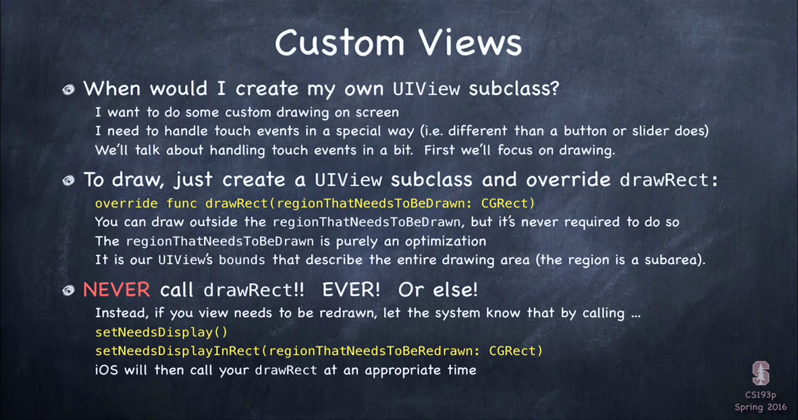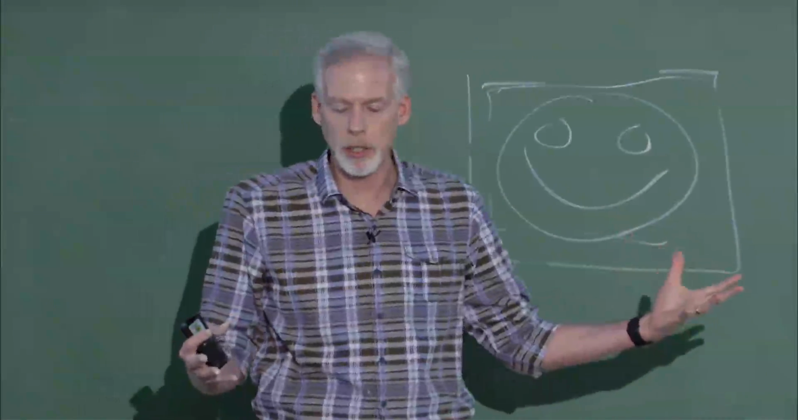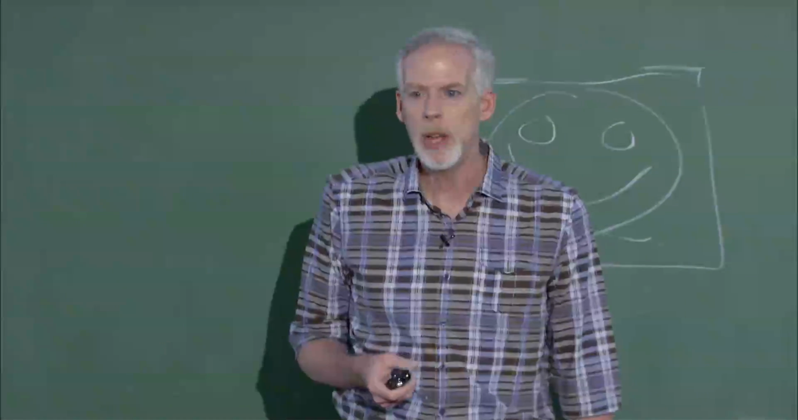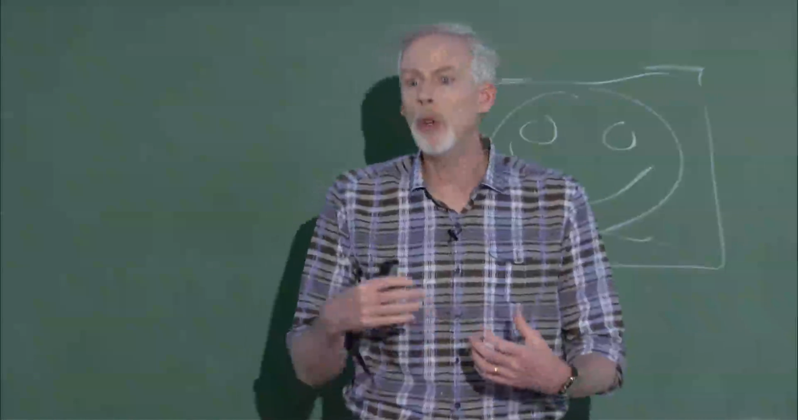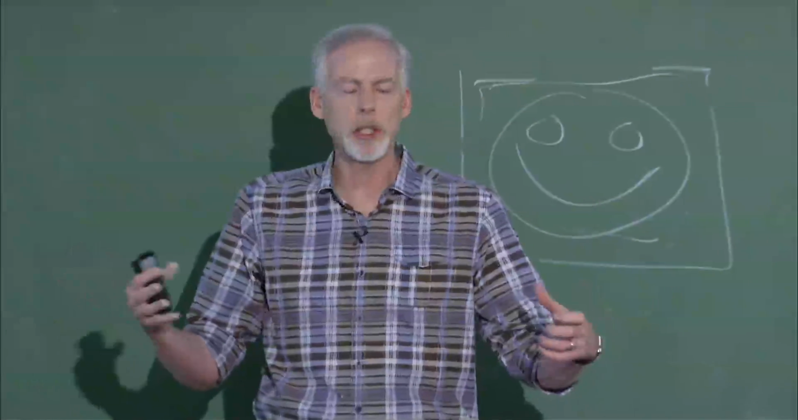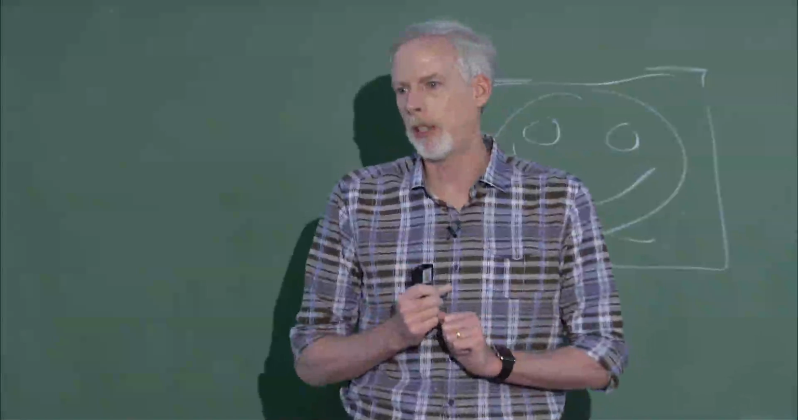So how do you get your face to draw if you want it drawn? Okay? Let's say the eyes close and you want to draw the face so the eyes are closed. Well, you call this method here, setNeedsDisplay, on your view, and that tells the system, hey, this view needs to be redrawn. And the view, at some point in the future, when it's appropriate, will call your drawRect.